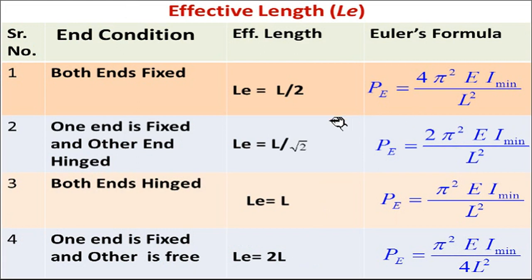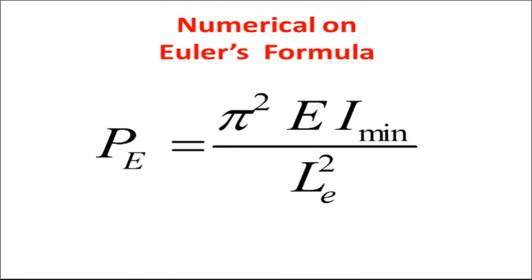Next, end conditions. When both ends are fixed, effective length Le is equal to L by 2. One end fixed, other hinged: effective length is L by root 2. Both ends hinged: effective length is L itself. One end fixed and other free: it is twice L. So this condition is very important: when one end is fixed and the other is free, it will be twice L. And this is the formula called Euler's formula, which you have to use to solve the numericals.